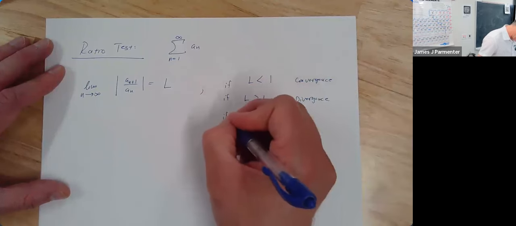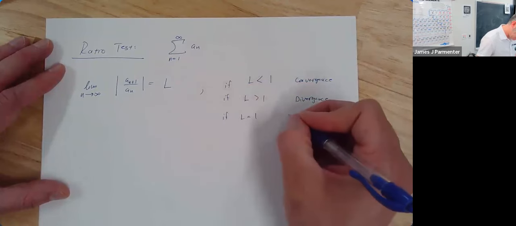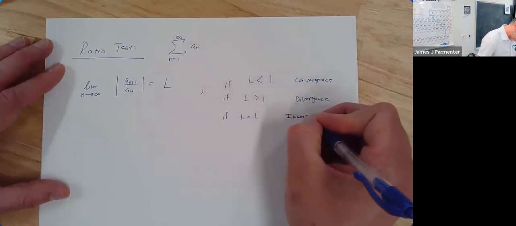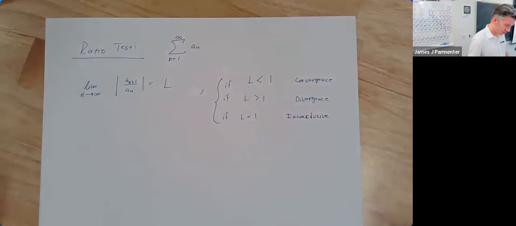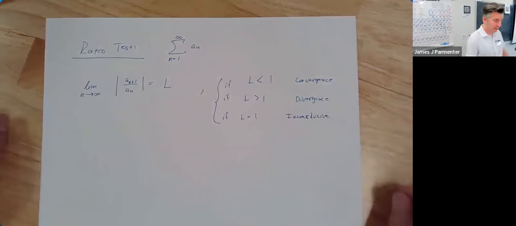And if that limit is equal to 1, we are sad. That means the test is inconclusive, which means you have to do something else. So those are the three things that can happen.